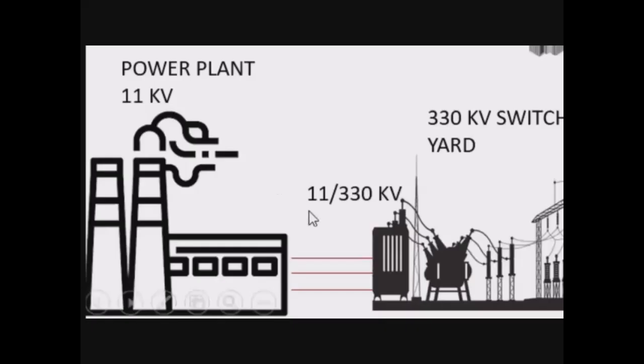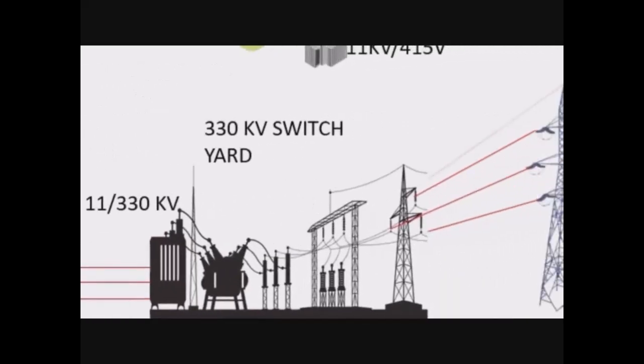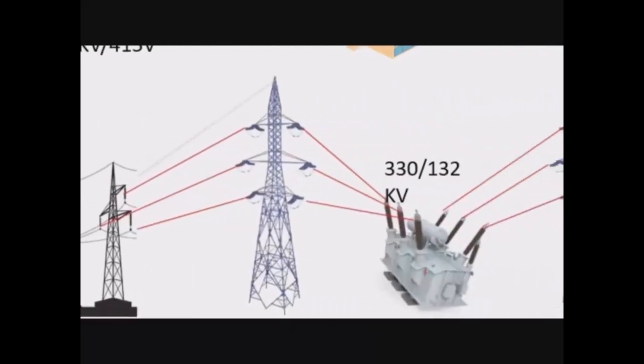That 11 kV is sent to your switchyard. At your switchyard, that's the transmission transformer closest to your switchyard, it is stepped up from 11 kV to about 330 kV. That is sent to the highest transmission section of your power system.